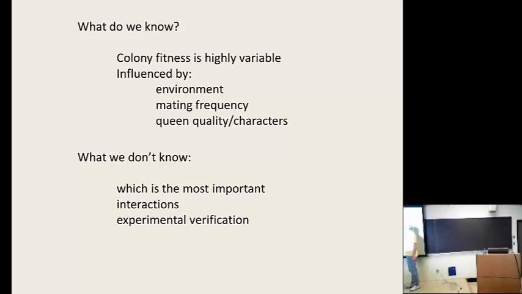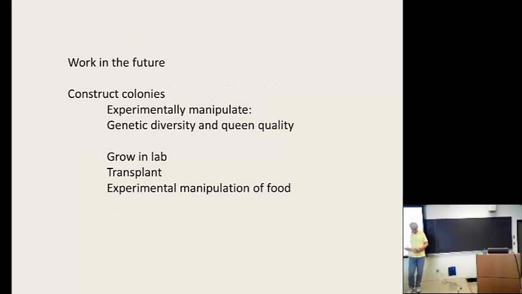We don't know which of these is really so much important here. We don't know about interactions necessarily between some of these traits. We'd like to know that. We'd like to be able to get some sort of experimental verification of some of these, what are largely correlative data.